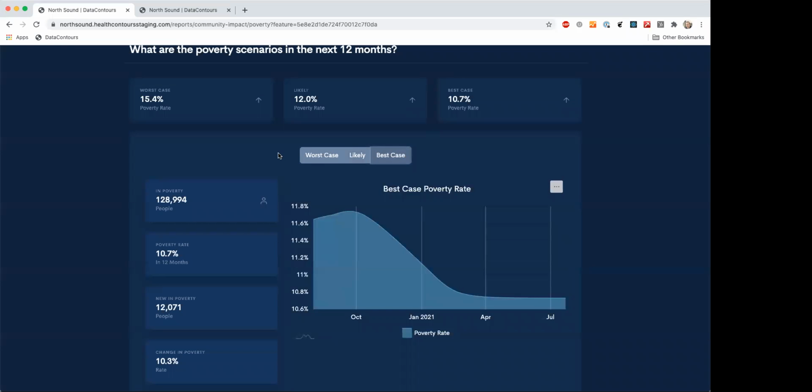Best case scenario, we see about 12,000 new people in poverty. The poverty rate is at about 10%. And slightly, again, assuming best case economic recovery, slightly worse than it was prior to all of this because of the long-term economic damage, but we still don't revert back to the mean for a couple of years.